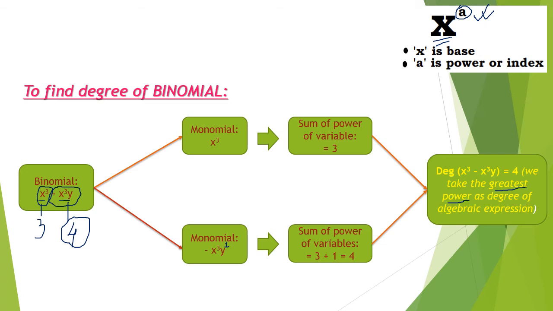Now we take the greatest power as the degree of the algebraic expression. Among these two, the greatest power is 4, isn't it? So 4 is the degree of this binomial, the entire binomial. Okay, understood? If you understood the degree of a binomial, then you can easily understand the degree of a trinomial also.